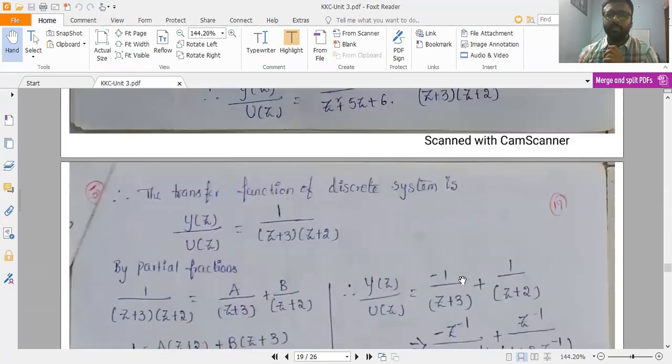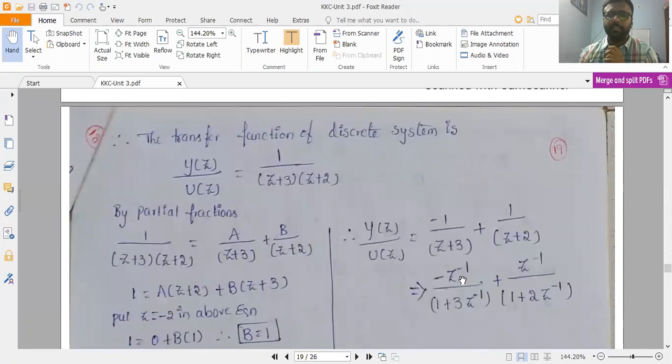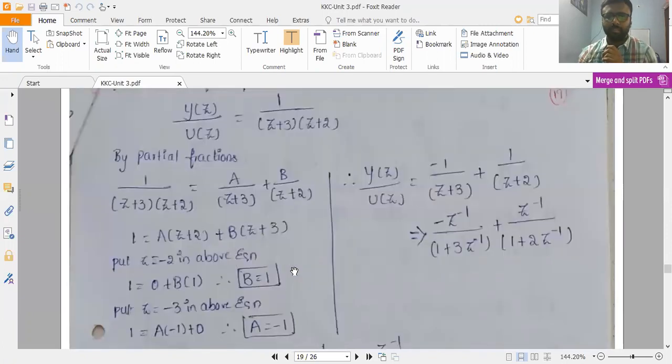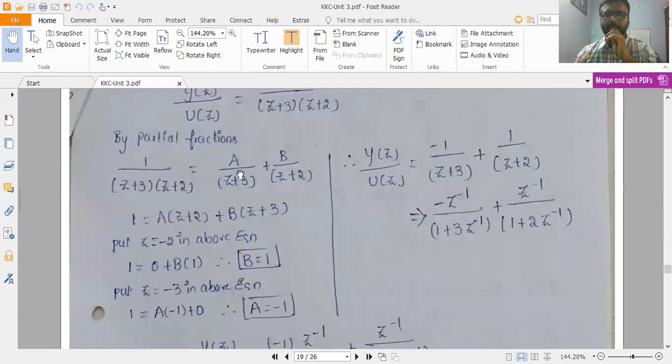And applying the partial fraction for this one, 1 divided by (z plus 3) into (z plus 2) is equal to a divided by z plus 3 plus b divided by z plus 2. So applying the partial fraction, we are going to get the values of a and b as, sorry, minus 1 and 1. Therefore, the transfer function is obtained as y of z divided by u of z is equal to minus 1 divided by z plus 3 plus 1 divided by z plus 2.